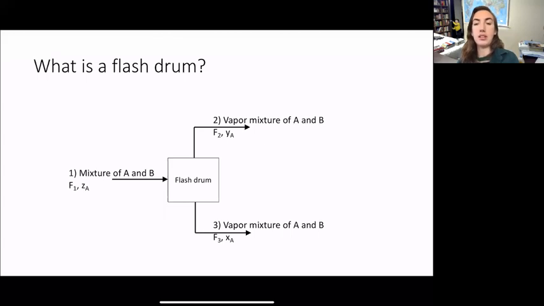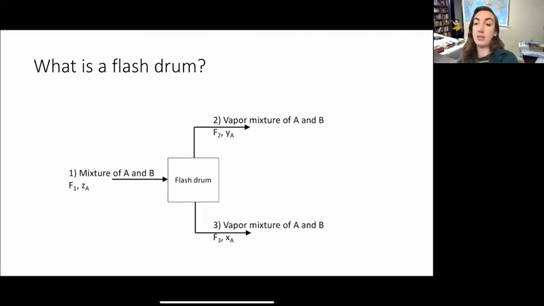And then we go into this flash drum, which is either operating based on increasing the temperature so that some of our components become vapor, or decreasing the pressure so that some of our components become vapor. So we're keeping either pressure or temperature constant and varying the other. What we're going to come out with is two streams: a vapor stream, which I'm calling stream 2 here, which has some flow rate, and YA is the mole fraction of that vapor stream that is A.